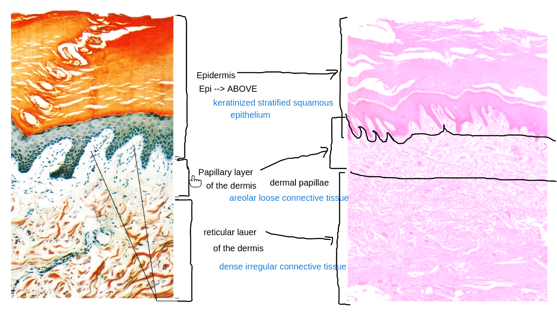So let's learn that that's the location of areolar loose connective tissue. If you learn that, you're set. Same deal with the reticular layer of the dermis. That's the location of dense, irregular connective tissue, one of those locations of it. Again, it showed up in lesson 5 and it showed up in lesson 4. So let's learn this as our location of dense, irregular connective tissue.